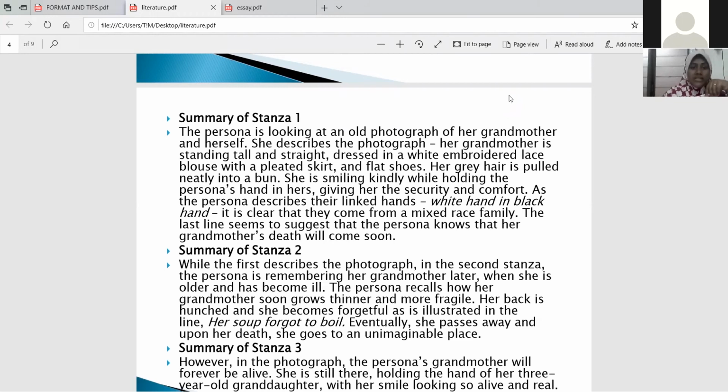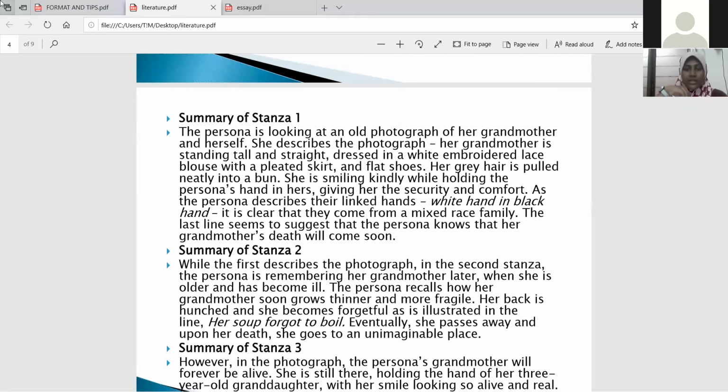Her grandmother is standing tall and straight, dressed in a white embroidered lace blouse with a pleated skirt and flat shoes. Her grey hair is pulled neatly into a bun. She's smiling kindly while holding the persona's hand in hers, giving her security and comfort. The white hand in black hand, they are holding each other.